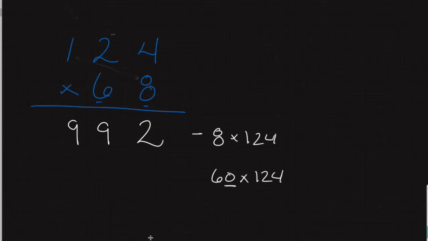Anytime you multiply by a multiple of 10, it's going to have a 0 at the end. Don't forget to put that 0 in there, okay? All right, now we can just pretend that it's a 6. 6 times 4. 24. Carry the 2.